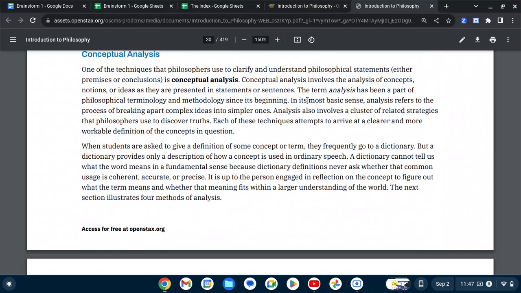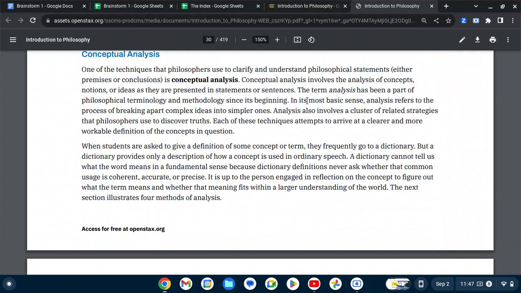Conceptual analysis. One of the techniques that philosophers use to clarify and understand philosophical statements is conceptual analysis. Conceptual analysis involves the analysis of concepts, notions, or ideas as they are presented in statements or sentences. The term analysis has been part of the philosophical terminology and methodology since its beginning. In its most basic sense, analysis refers to the process of breaking apart complex ideas into simpler ones. Analysis also involves a cluster of related strategies that philosophers use to discover truths. Each of these techniques attempts to arrive at a clearer and more workable definition of the concepts in question.